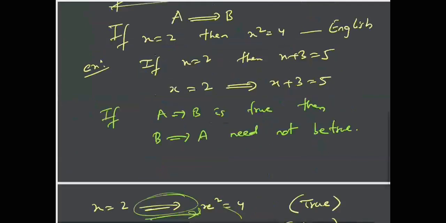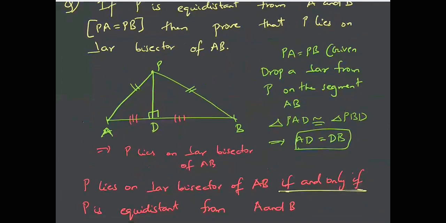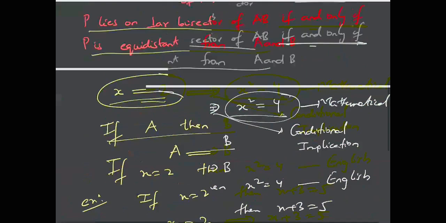Okay. Also, note down this problem also. Copy this one and you can note this important statement that P lies on the perpendicular bisector of AB if and only if P is equidistant from A and B. Fine. So let us move further.